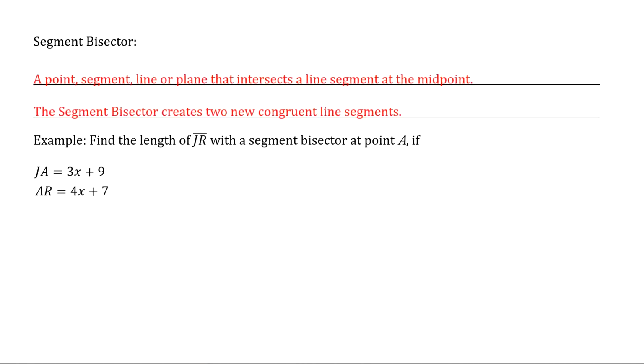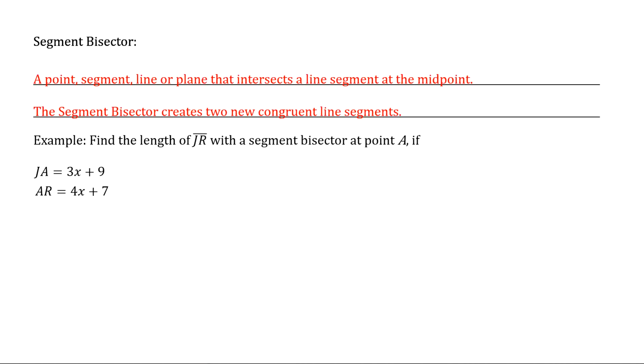And a segment bisector is a point, a segment, or a line, not often a plane, that intersects a line segment at the midpoint. What the segment bisector does is it creates two new congruent line segments. It's just like the midpoint. It's just crossing over your existing line segment at the midpoint.